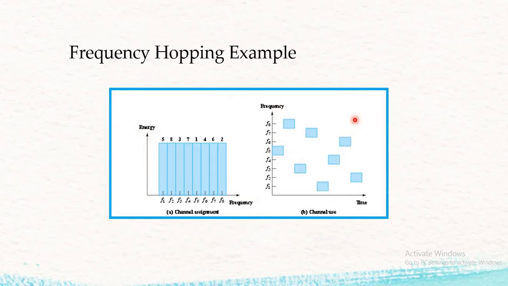Now here is an example of frequency hopping. Here are the channel assignment and the channel use. For each channel we have assigned the energies, and if you observe over here, there is a random change in frequency value for a particular period. If we have a frequency F5, for the next time period we have a frequency F8, then F7, then F3. So there is a hopping of frequency. The frequency hopping is not uniform, and you cannot predict the flow of frequency hopping.